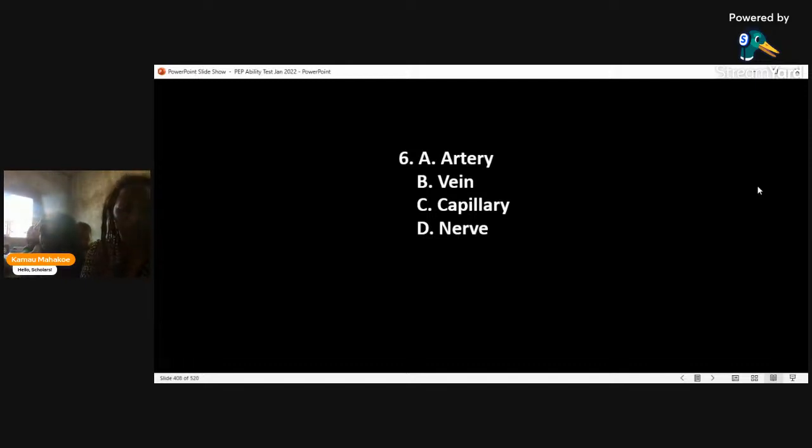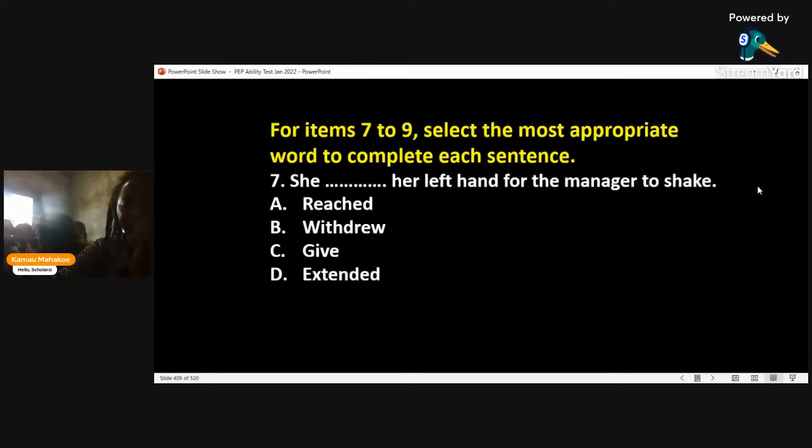All right. So next question. For item 79, select the most appropriate word to complete each sentence. She dash her left hand for the manager to shake. Extended. You wouldn't say she reached her left hand. She already has her left hand. She's not reaching for her own hand. She extended. Right. So she extended her left hand for the manager to hold, right? Do we agree? Yes. All right.